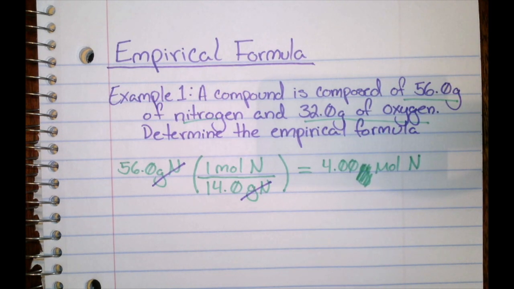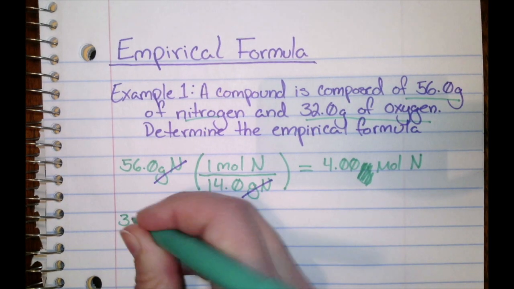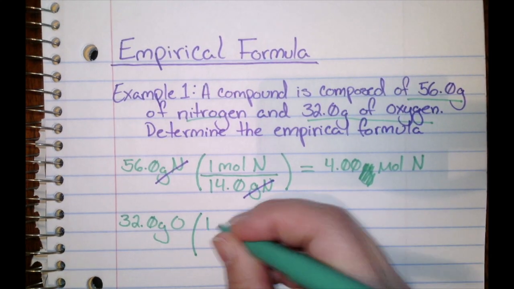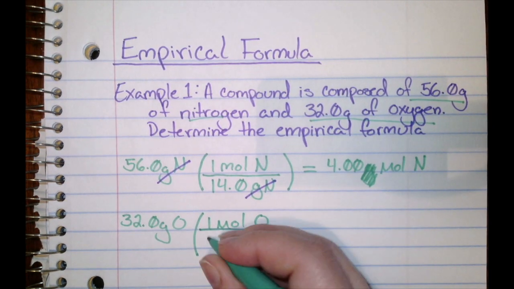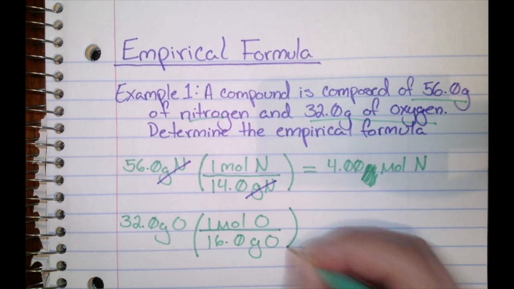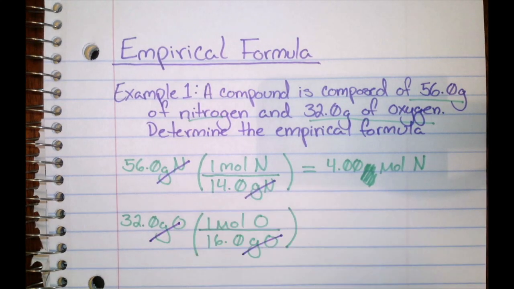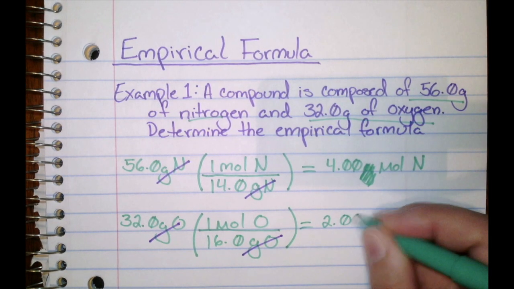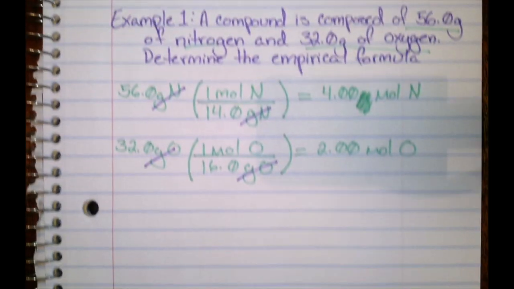I'm going to do the exact same thing with oxygen. With oxygen, I'm starting with 32.0 grams of oxygen. Again, I need to convert that to moles. 1 mole of oxygen is equivalent to about 16.0 grams of oxygen. Again, we can see that my grams of oxygen cancel, and I'm going to be left with 2.00 moles of oxygen. Now that was the first step.